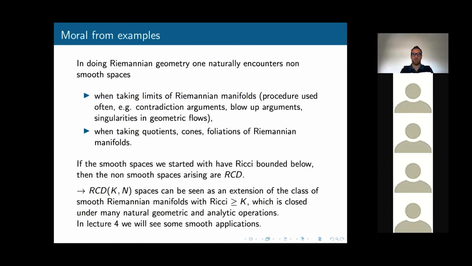So the message is that RCD(K,N) spaces can be seen as an extension of the class of smooth Riemannian manifolds with Ricci bounded below by K and dimension bounded above by N, which is closed under many natural geometric and analytic operations that we encounter almost every day in doing modern differential geometry. So it can be useful also for a person who is interested in smooth spaces but encounters these singularities just working with them. And in lecture 4, we are going to see some applications of this kind.